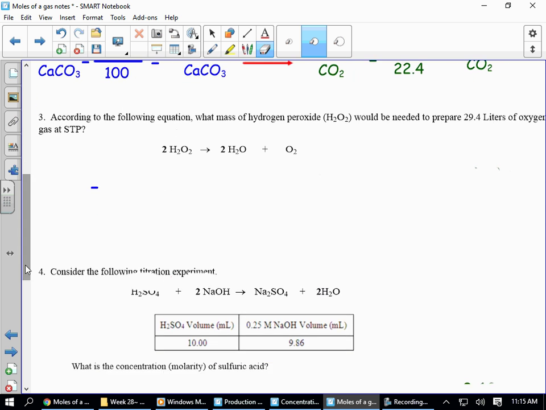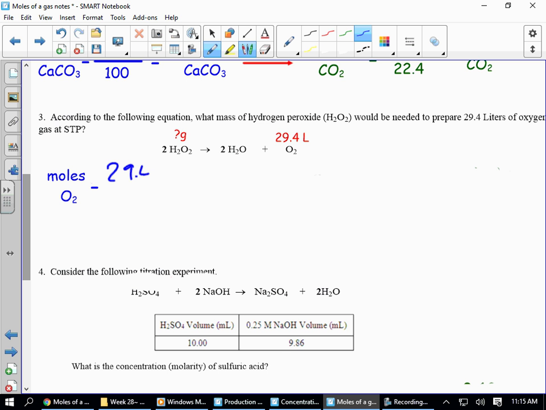All right, number 3 is going to throw you a different curve, so I suggest you pause the program and try to figure this out on your own. For number 3, it is already balanced, and it says, according to the following equation, what mass of hydrogen peroxide would be needed to prepare 29.4 liters of oxygen at STP? A lot of people will say, yes, I can find moles of oxygen, so I'm going to take 29.4 and put it over the formula weight of O2, which is 32. That is absolutely wrong. Why?